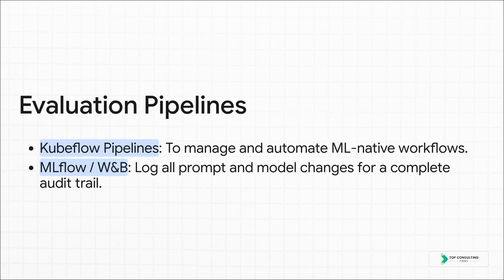The final piece of this ML DevOps puzzle is automating your testing to make sure your quality stays high over time. This is where continuous evaluation pipelines come in. Kubeflow Pipelines, again, is a key player here for orchestrating these workflows. And tools like MLflow or Weights & Biases are just crucial for logging every single prompt and model change, giving you a perfect, auditable history of everything you've ever tried.